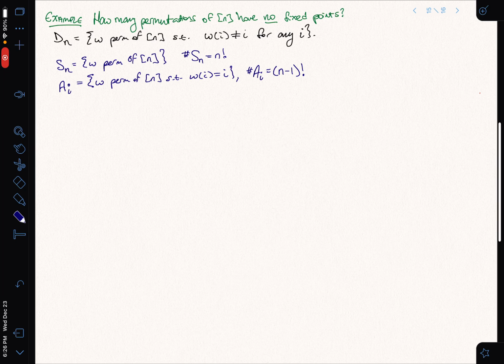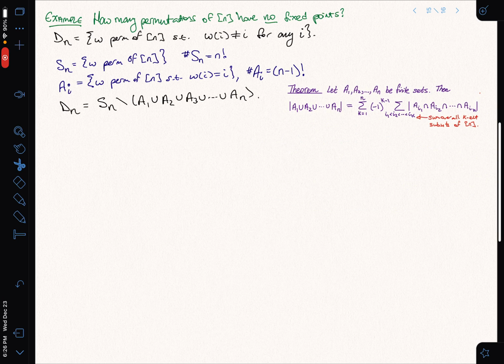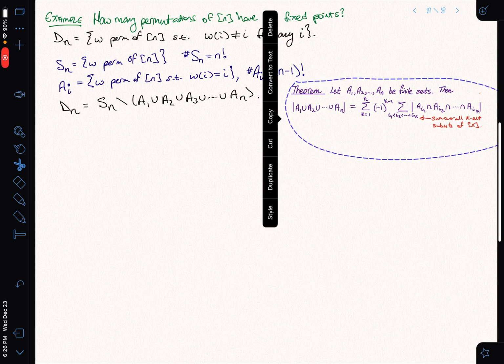So how can I write D_n in terms of the things that I want? Well, I know that D_n is equal to the permutations that don't fix, so we're doing a complement, that don't fix 1 or 2 or 3 or all the way out to n. So don't fix any of them, and it's an or condition. All I have to do is figure out how to count this, and I know my answer will be n factorial minus the size of the union. Well, that's exactly what we were talking about before with this theorem. How do we count a union? We just count it by taking intersections instead.